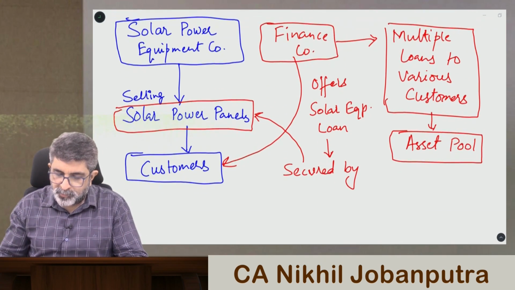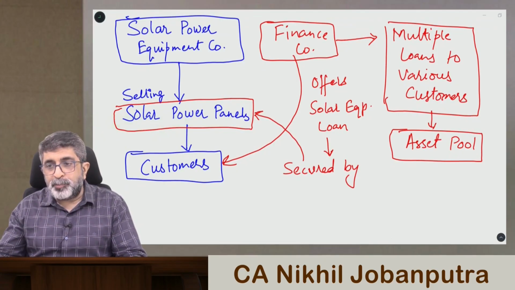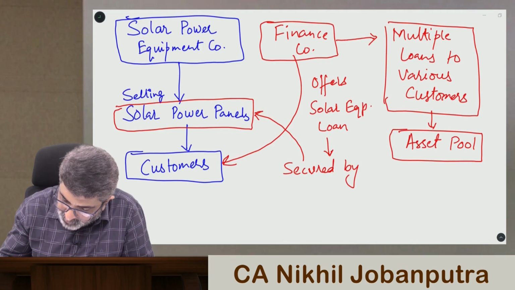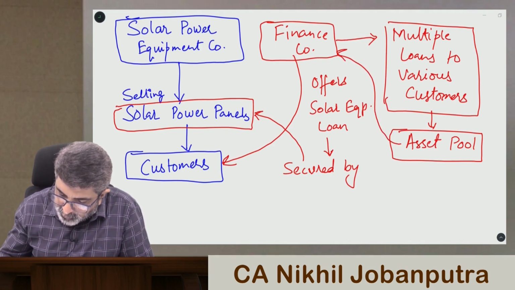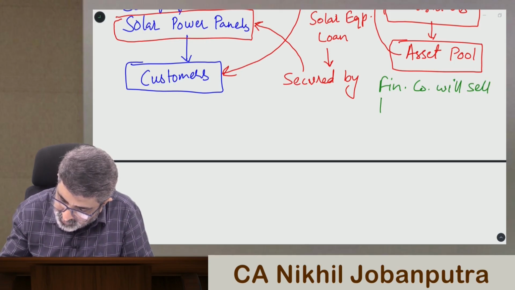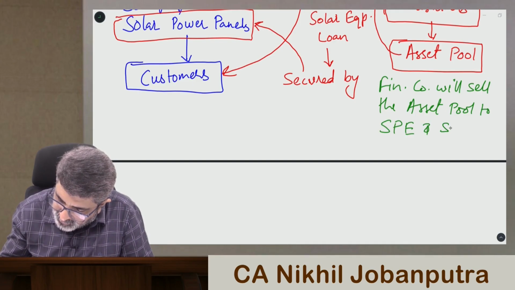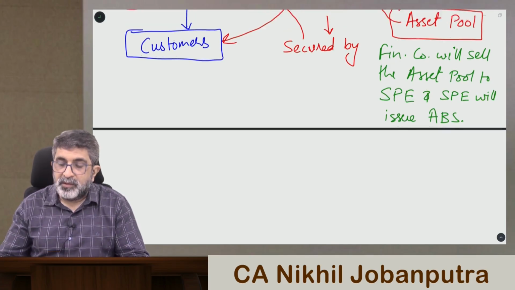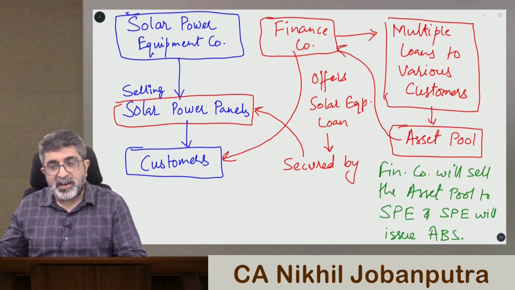If this is becoming the asset pool, what happens? This asset pool will become the backing, and this asset pool is owned by the finance company, but the finance company will sell the asset pool to the SPE, and the SPE will issue ABS. I'm sure you are understanding this whole arrangement, right?